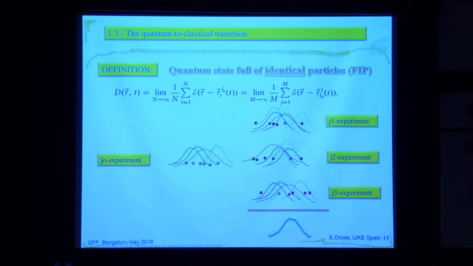And you compare with this distribution. This distribution is just for one particular experiment, but for all the particles. So you get all the particles distributed in this way. And if this distribution is equal to this distribution, it can be very easily demonstrated that this quantum state has a classical center of mass.